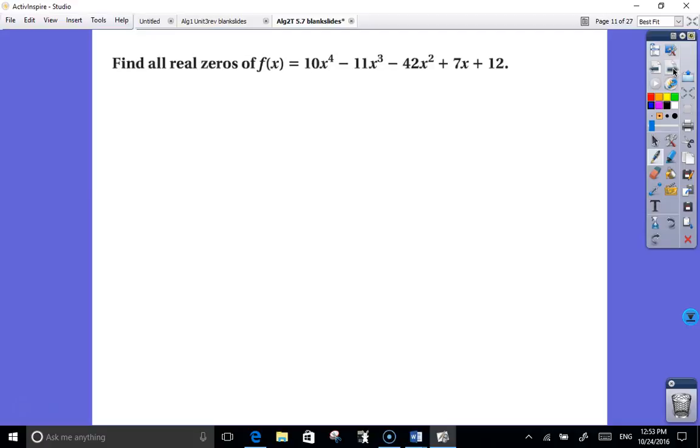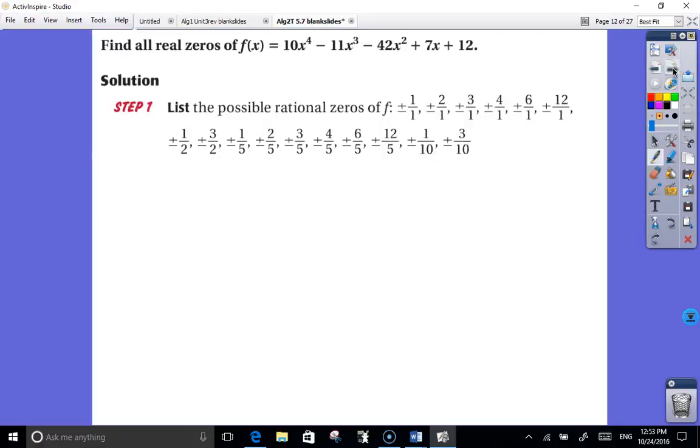Okay, so when it says find all the real zeros, what's that? Find all the real zeros. The first thing you can do is use the rational zero theorem to see what all the possibilities are. And this is the book doing this. You don't have to copy all this down. We're going to be here forever if you do that. Just look at the factors of 12 divided by the factors of 10.